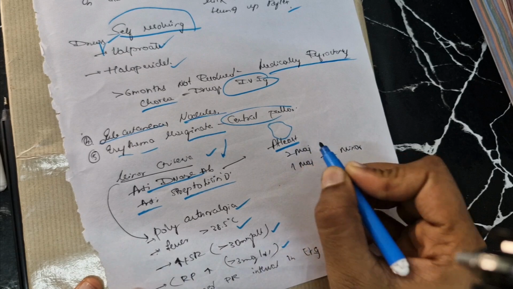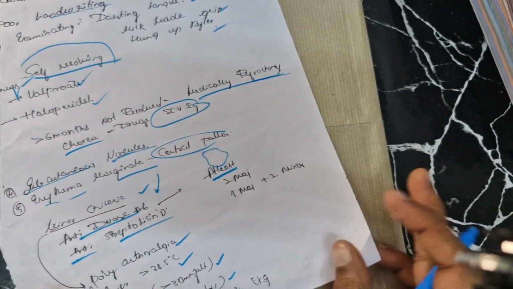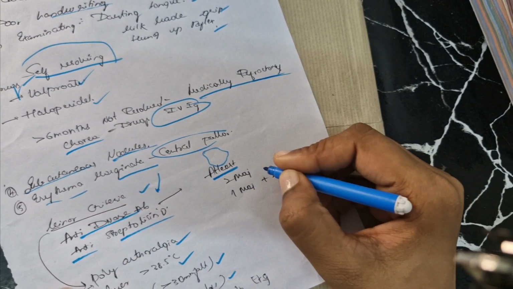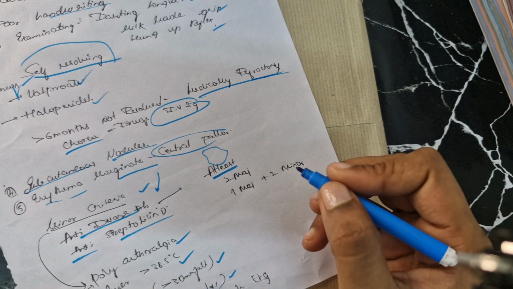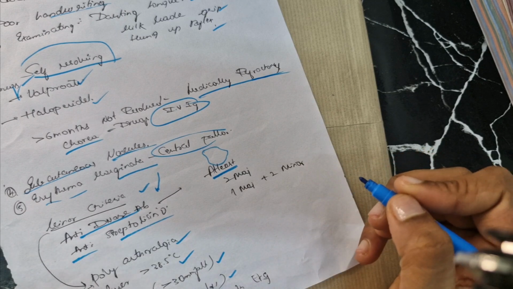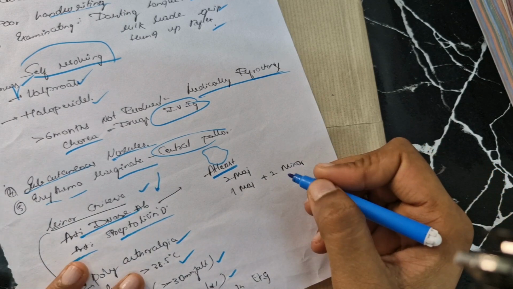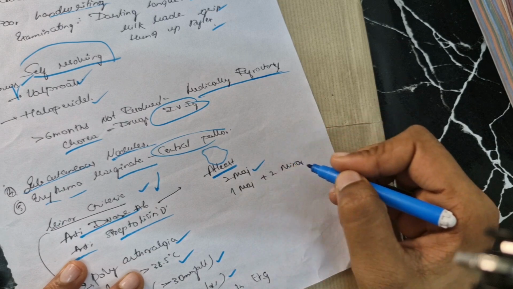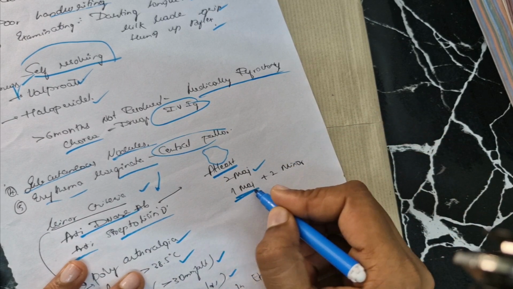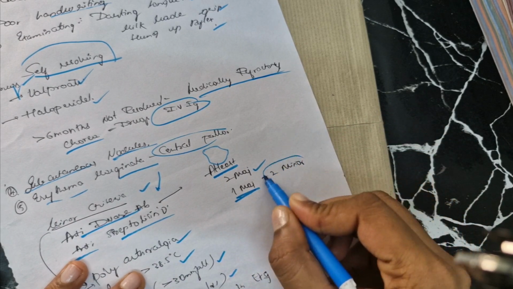To consider the diagnosis positive for rheumatic fever, there should be a history of infection with group A beta hemolytic streptococcus. Along with that, at least two major criteria, or if it is one major criterion, there should be two minor criteria along with that.